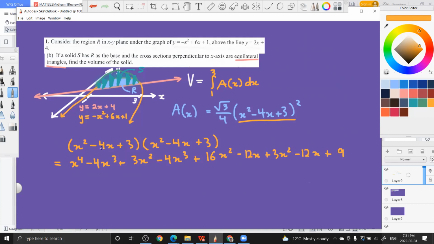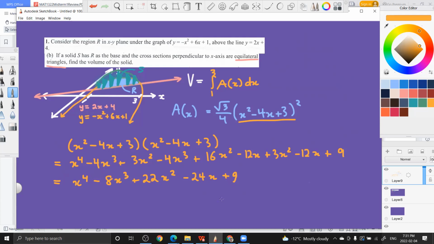Let me double check to see if this is correct. It's 4x cubed. Yeah, that looks correct. And once you simplify it, you're just going to get x to the power of 4 minus 8x to the power of 3 plus 22x to the power of 2 minus 24x plus 9. So after you simplify it, that's what you should get.